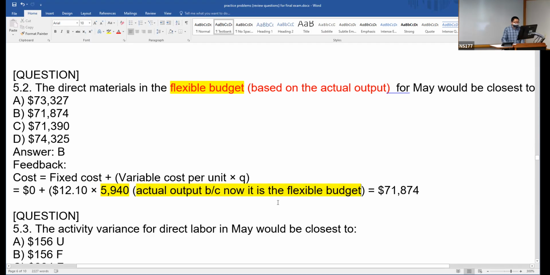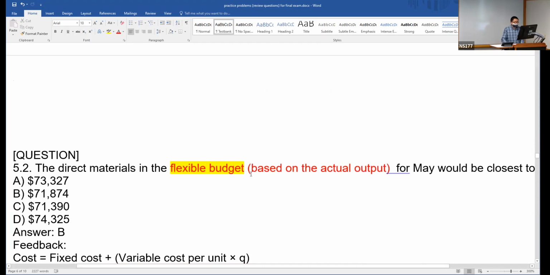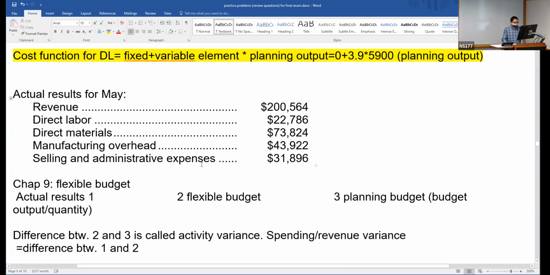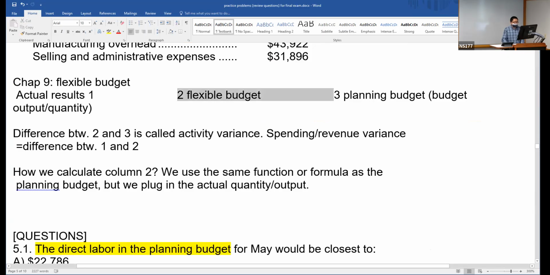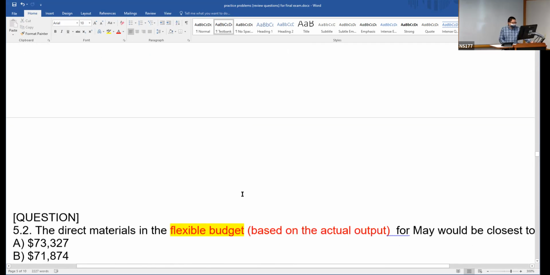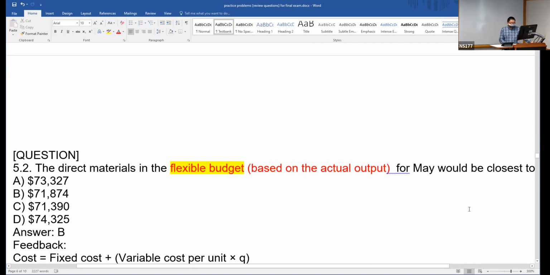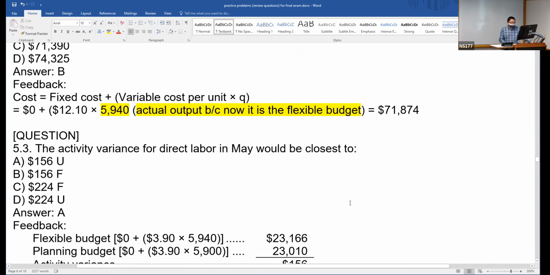So basically, this is the number in column 2 for the flexible budget. And for the planning budget, this is the number in column 3. I would encourage you to ask any questions if you have any.